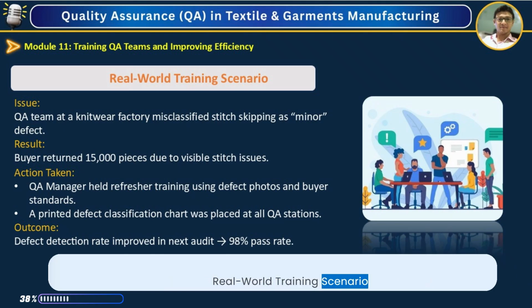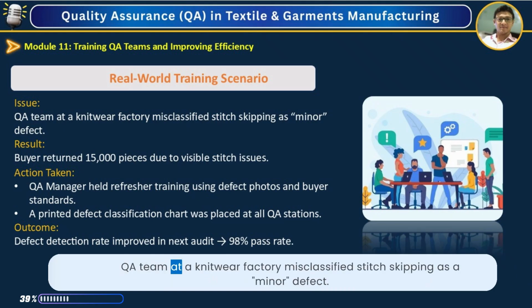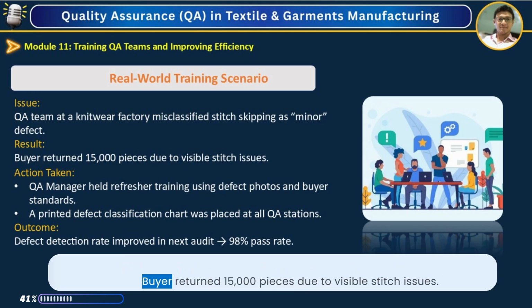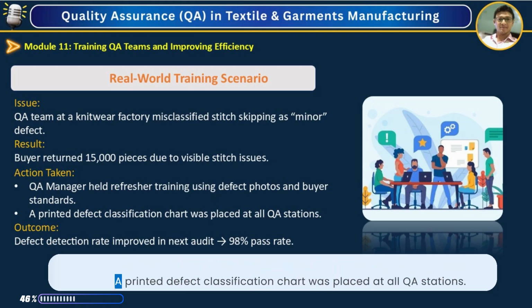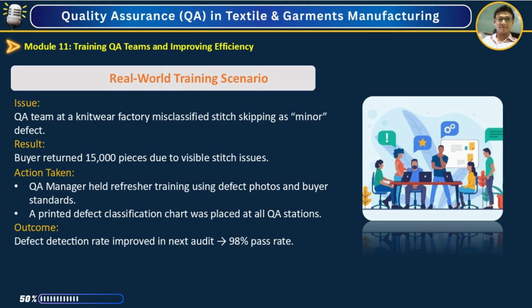Real-world training scenario. Issue: QA team at a knitwear factory misclassified stitch skipping as a minor defect. Result: buyer returned 15,000 pieces due to visible stitch issues. Action taken: QA manager held refresher training using defect photos and buyer standards. A printed defect classification chart was placed at all QA stations. Outcome: defect detection rate improved in next audit. 98% pass rate.